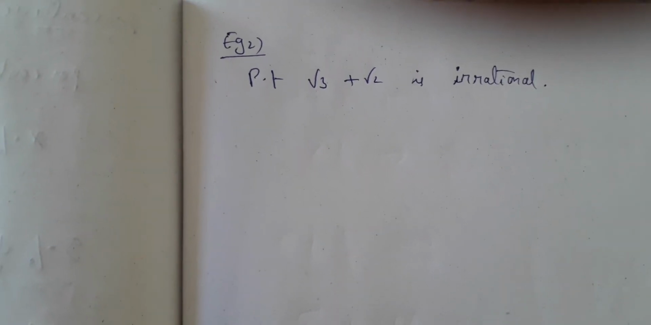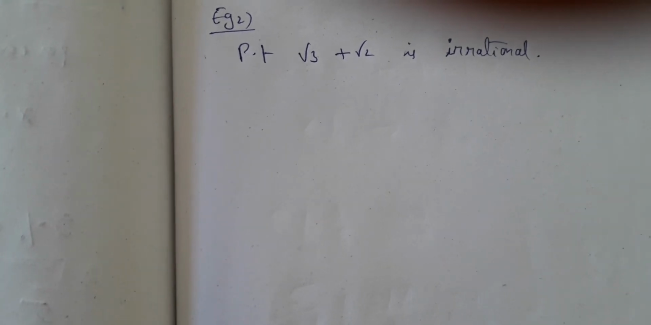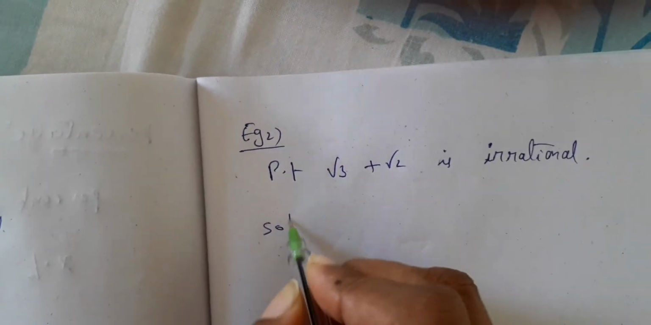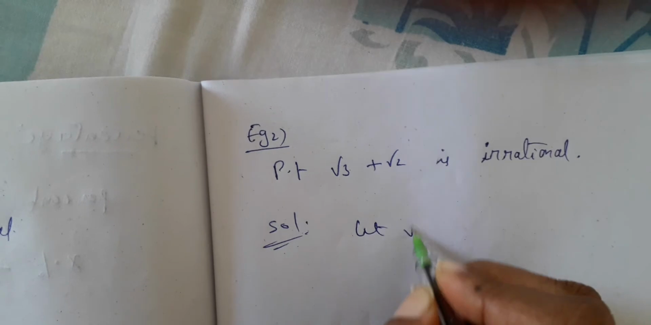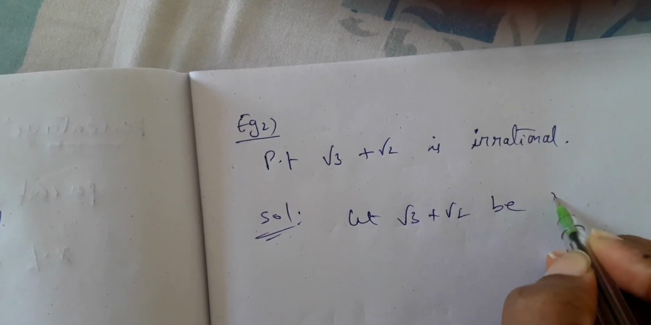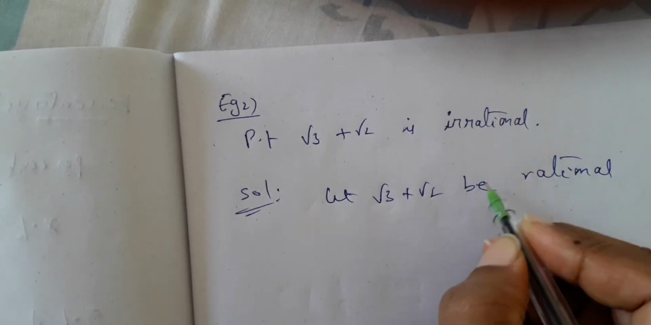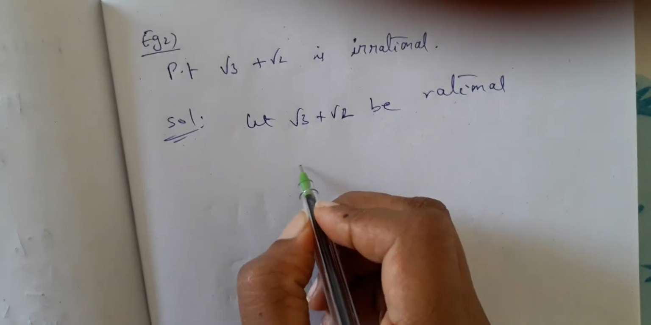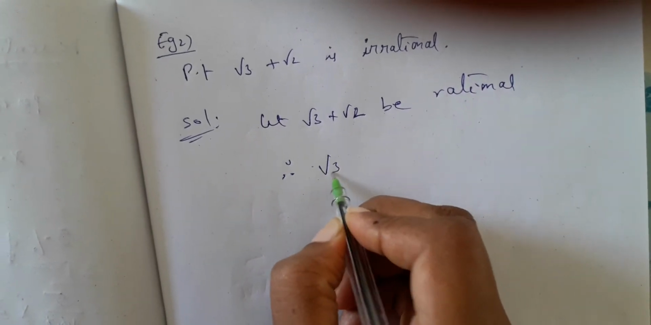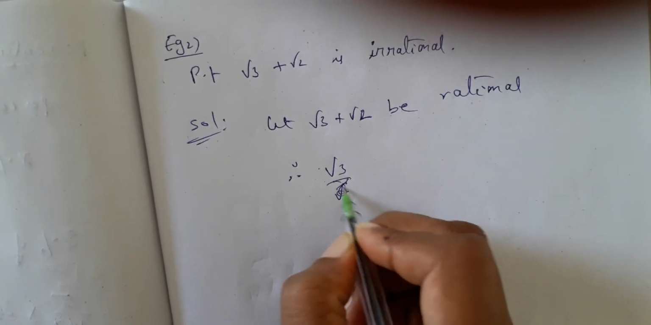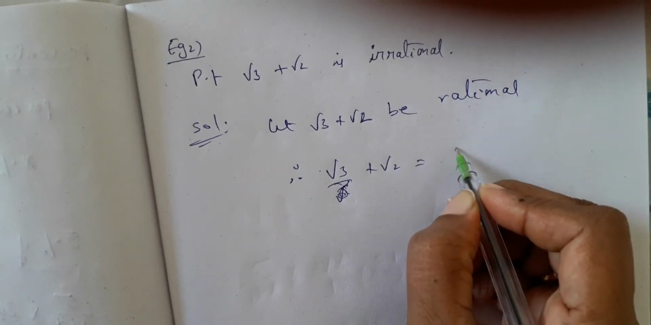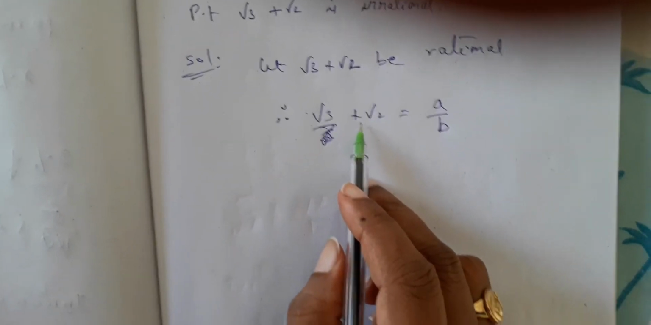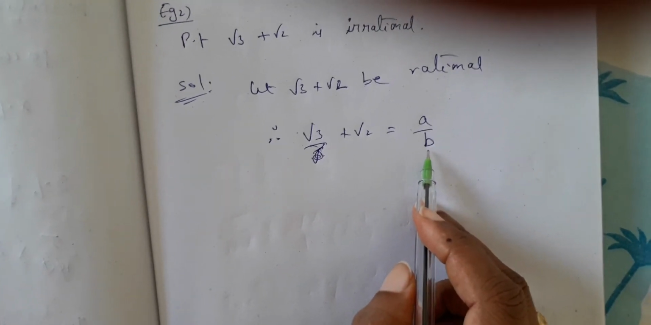Here, prove that root 3 plus root 2 is irrational. Again we will take the same kind of solution. We assume that root 3 plus root 2 is rational. So we are assuming it to be rational. Whenever it is rational, what is the concept? So root 3 plus root 2 is equal to a by b. So root 3 plus root 2 can be expressed as a by b.